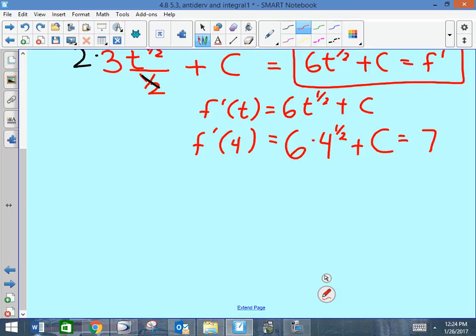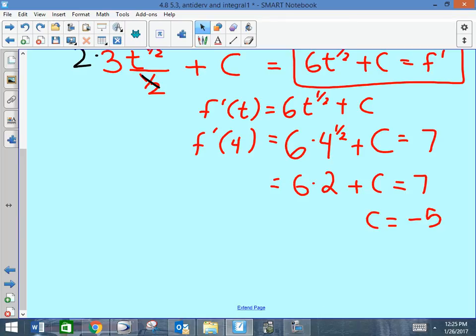All right. What's 4 to the 1/2? Square root of 4, plus C equals 7. C equals... okay. We'll pick that up. Equals 1. That is, C equals 1. Easy.